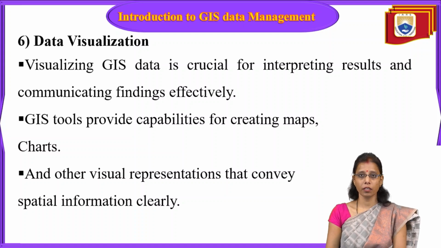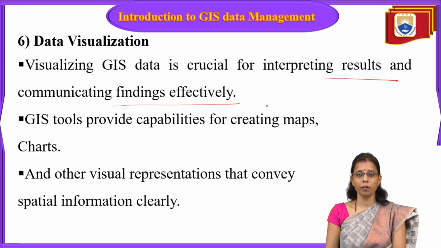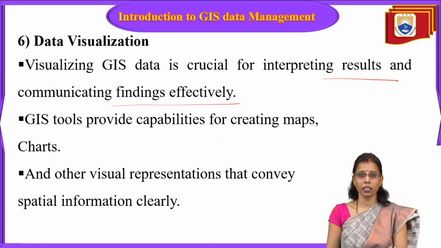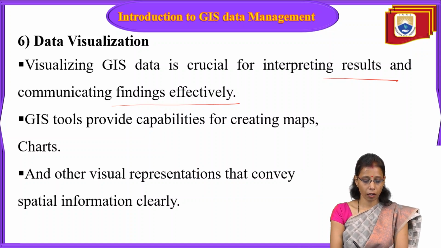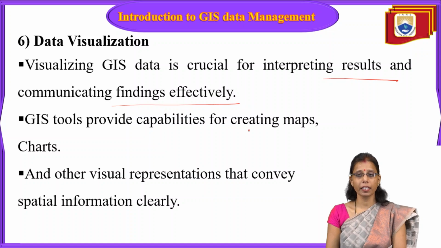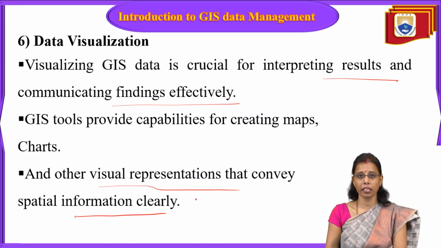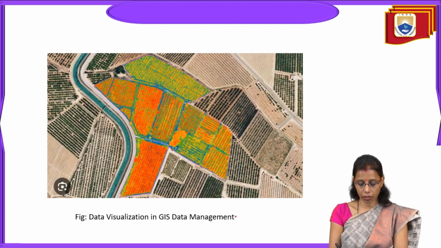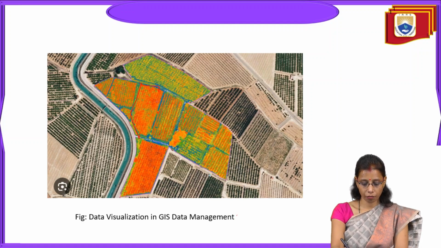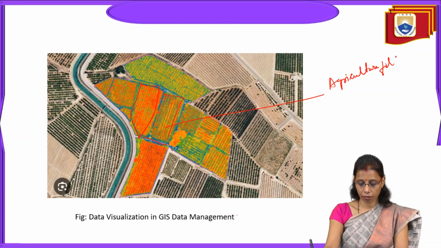Next is visualization. Visualizing GIS data is crucial for interpreting results and communicating findings effectively. GIS tools provide the capability for creating maps. For example, if you have spatial data, non-spatial data, or different kinds of data, it will help you create different maps, charts, and other visual representations that convey the spatial information very clearly. Now this is the visualization when you talk about data visualization. This is a type of field. This is about the agricultural field.